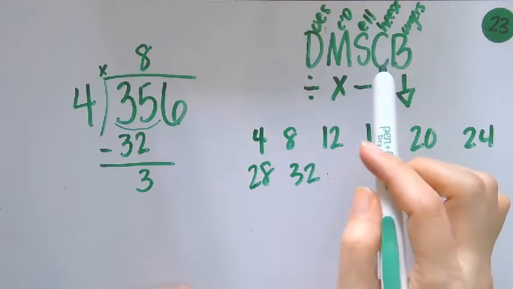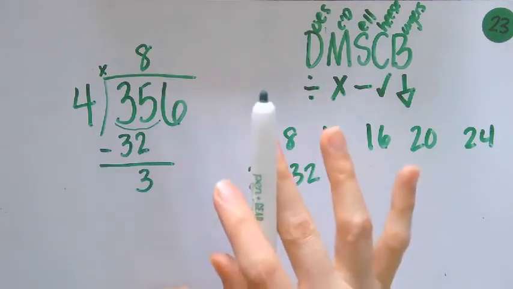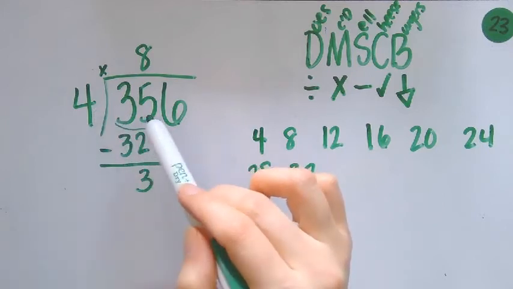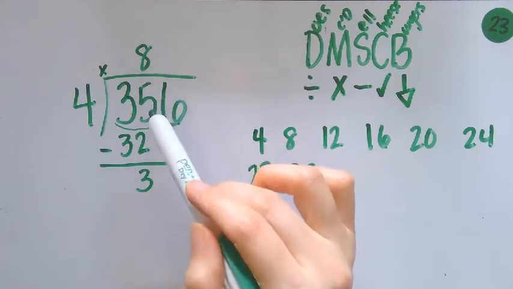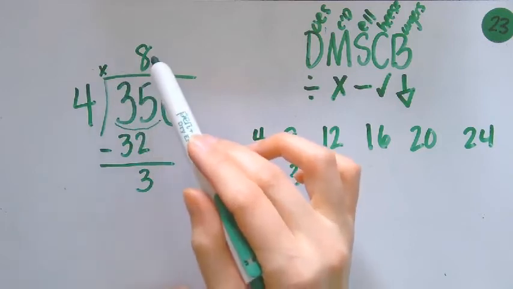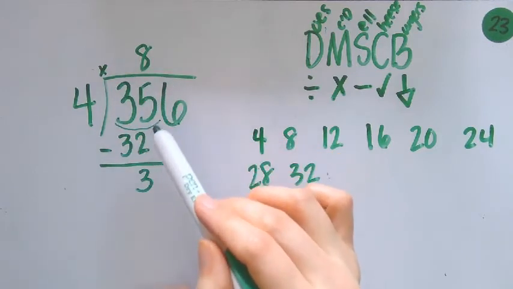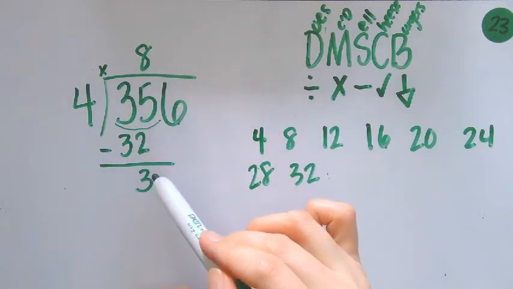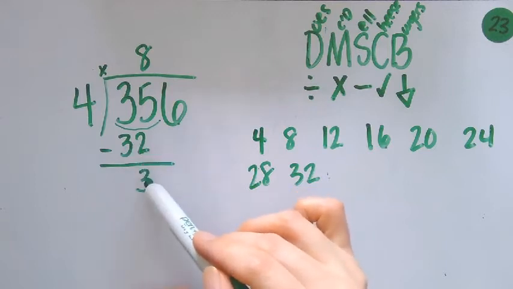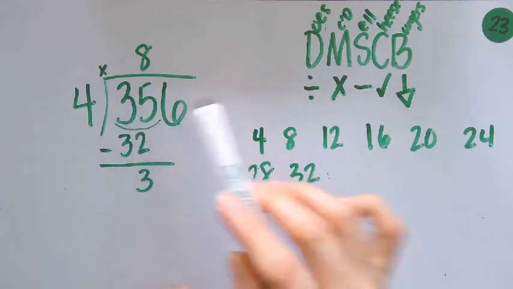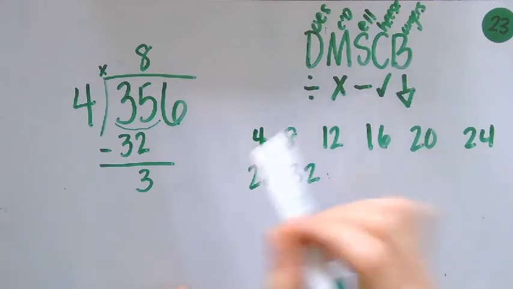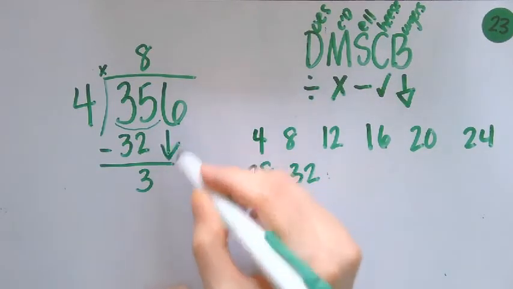What do we do after we subtract? We have to check our work to make sure that we're moving forward correctly. So 4 goes into 35 8 times without going over 35. 4 times 8 is 32. I've correctly subtracted, and I can check my work by adding: 32 plus 3 is 35. Checked my work. Now I'm ready to bring down my next number, which is 6.